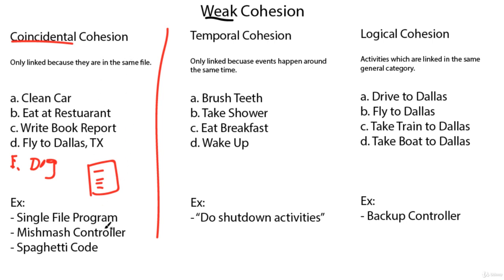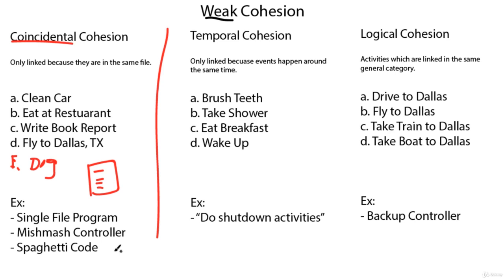And like I said, it's impossible to debug something like this because you'll have a whole bunch of files that all do this, and then they're all linking randomly to other files, and the flow of the program doesn't make any sense. Some examples of this are a single file program. Like we were talking about with that giant single file, where the whole program runs from that one JavaScript file or Java file or something like that. That is coincidental cohesion. There's nothing linking that together except that they're all part of the same program and they're all in the same file.